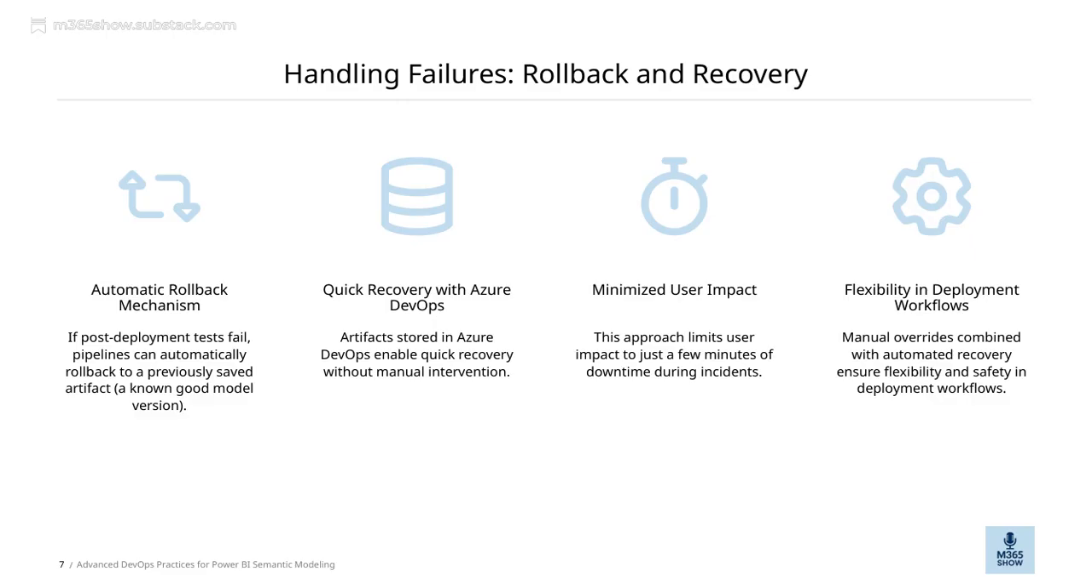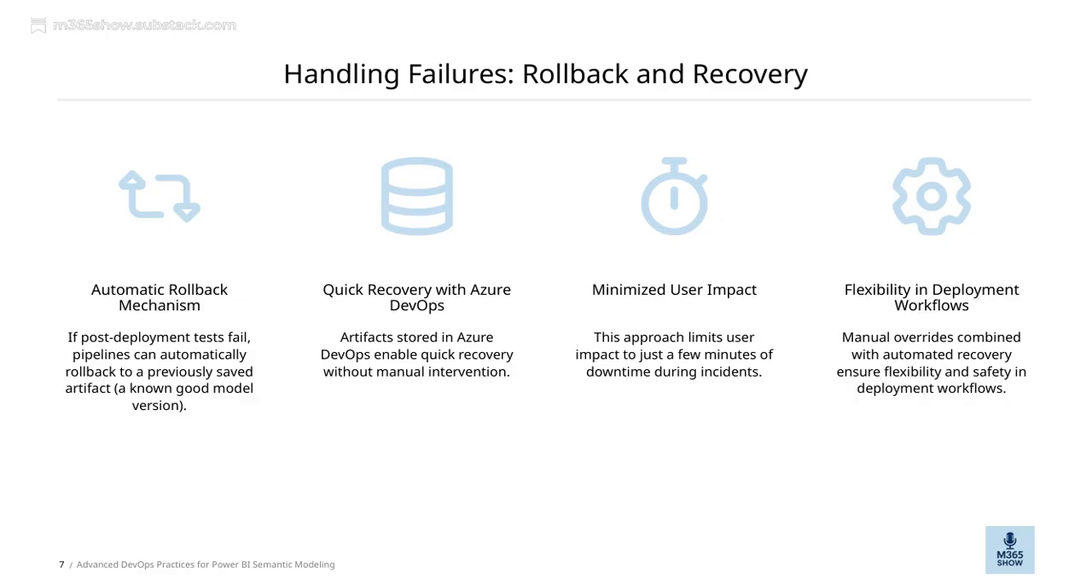One of the key strategies we use is combining manual overrides with automated recovery. This approach gives us both flexibility and safety, allowing us to intervene when needed while still benefiting from automation. This means that if something doesn't go as planned, we can quickly respond without risking longer downtimes.